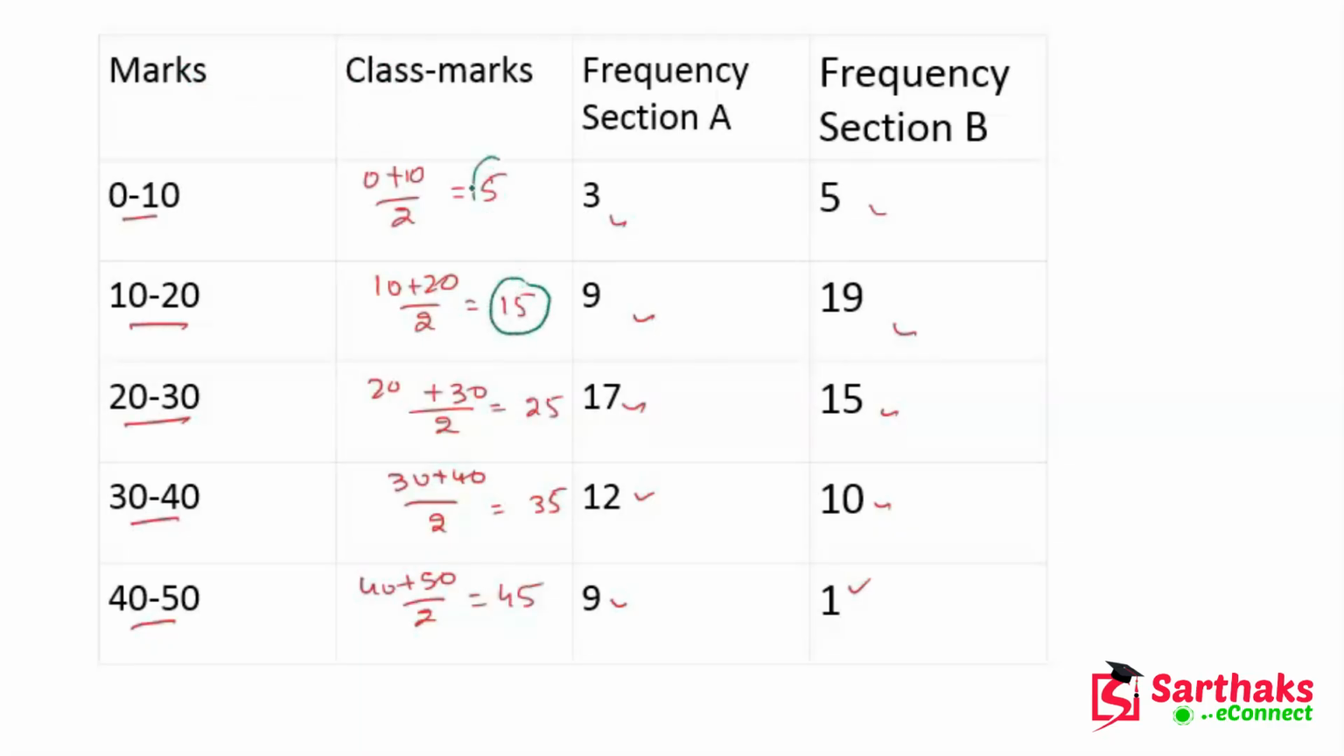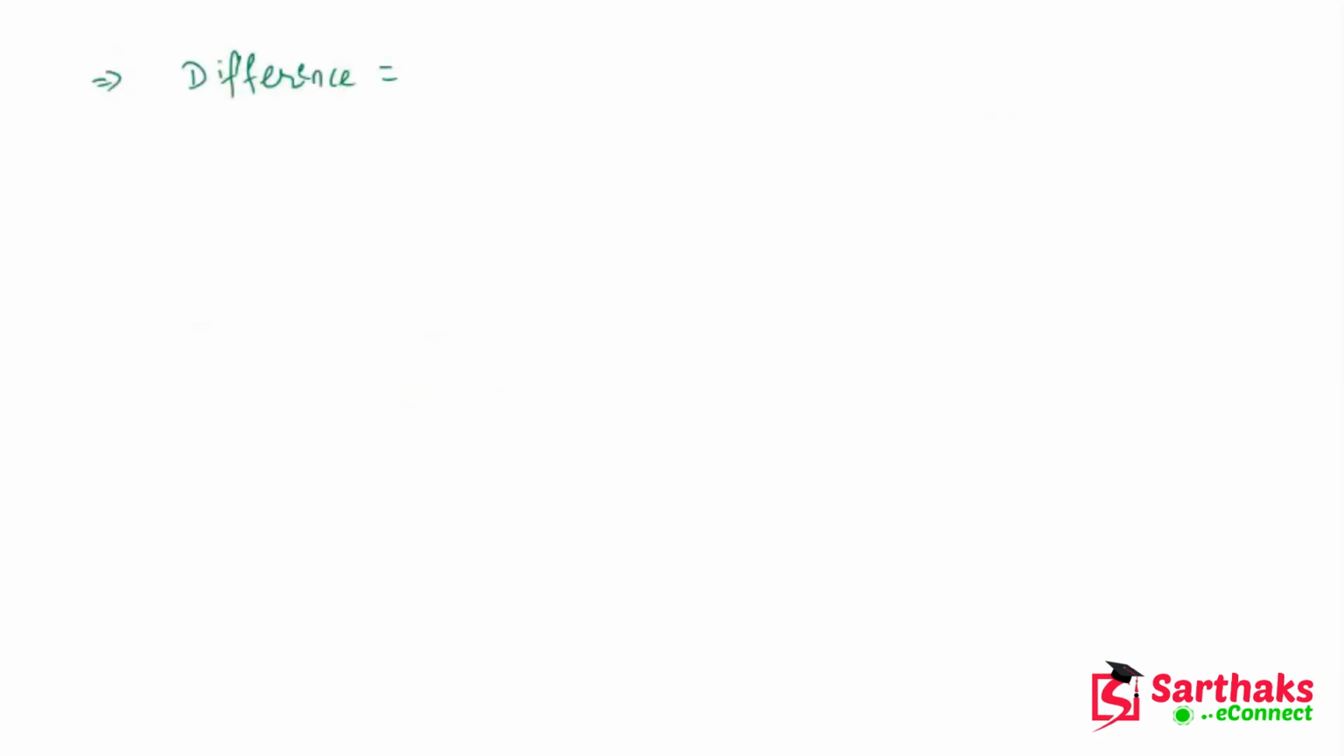15 minus 5 is 10. Similarly, 25 minus 15 is 10. 35 minus 25 is also 10. 45 minus 35 is also 10. So the common difference is 10. Here we can write 15 minus 5 equals 10.